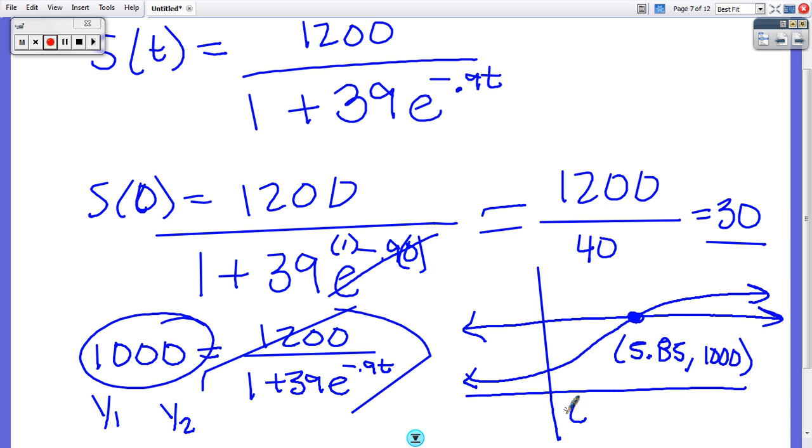That means that t is approximately equal to 5.85. The question is asking you, how long does it take for 1,000 students to hear the rumor? In order for 1,000 students to hear the rumor, it will take about 5.85 days, or towards the end of the day on day 6. Make sense?